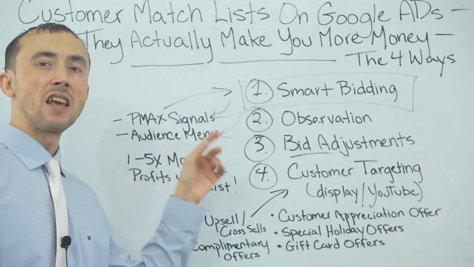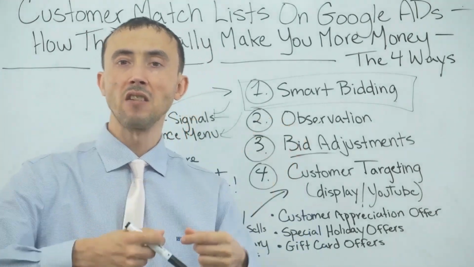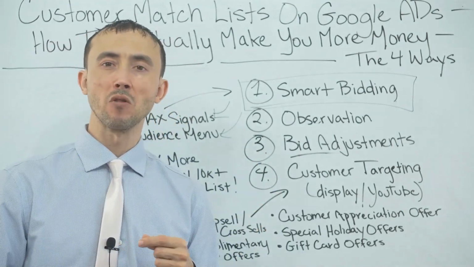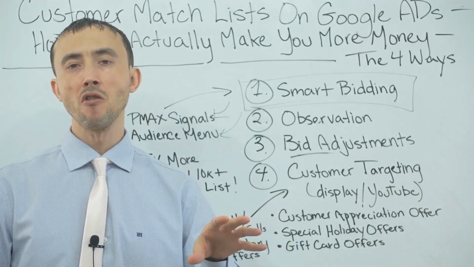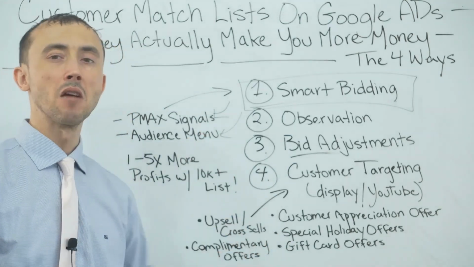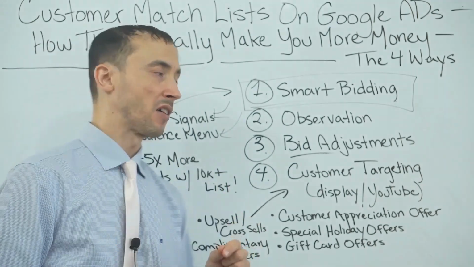I just recommend adding it to the campaign because it seems to have a little bit better effect if you add it to the campaign directly, but even if it's not, I can tell you for a fact the system is going to use that customer list to help steer your ads, regardless of it being added to the campaign or not. Therefore, if you want to get the most bang for your buck, add it to the campaigns itself, either in the audience menu or as a signal in the PMAX campaign itself.